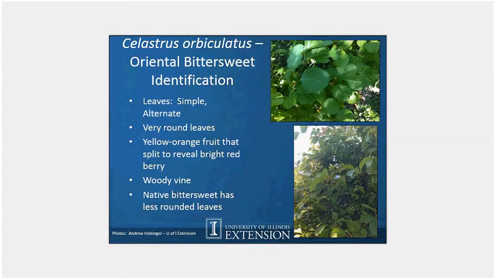Okay. So the leaves are simple and alternate, and they have very round leaves when they're mature. And there's a fruit capsule that is distinguished as very yellow on the Oriental bittersweet as compared to the American bittersweet, where it is orange. And the native bittersweet has less rounded leaves.